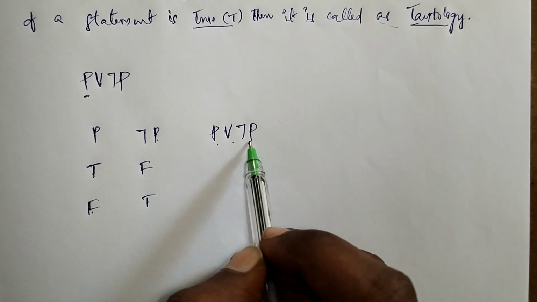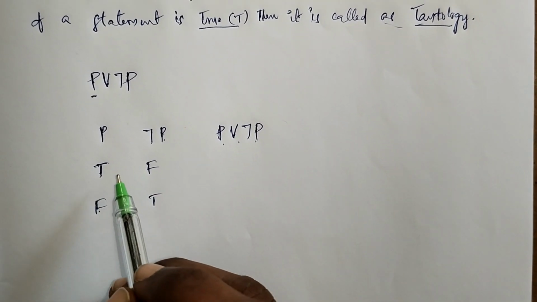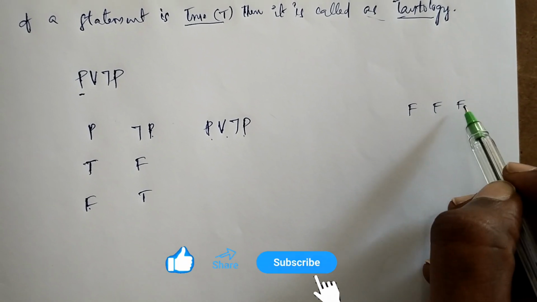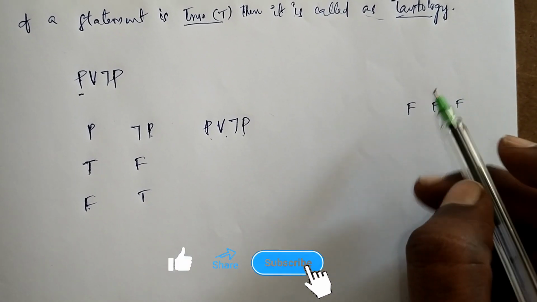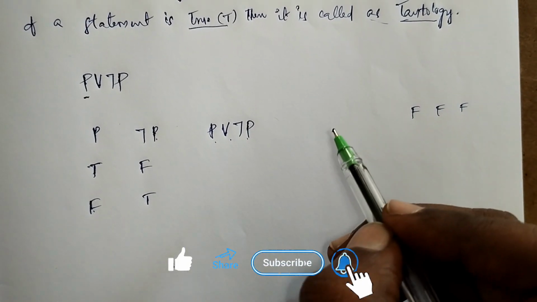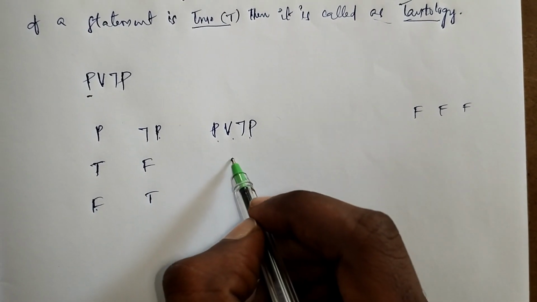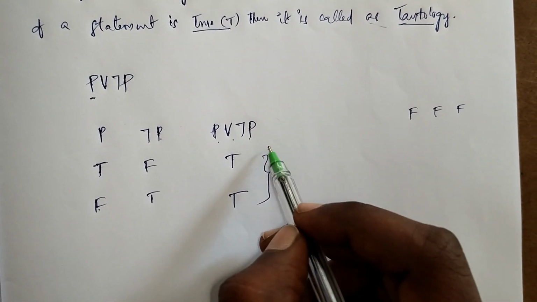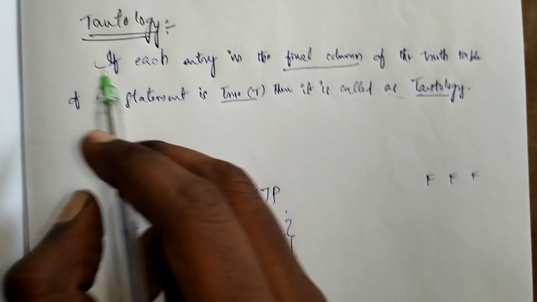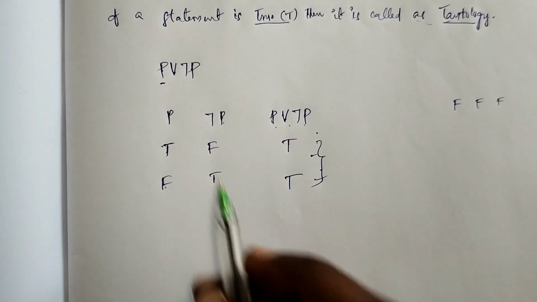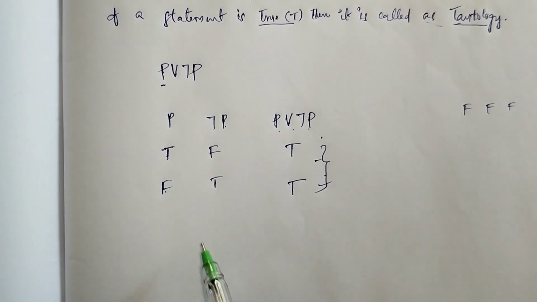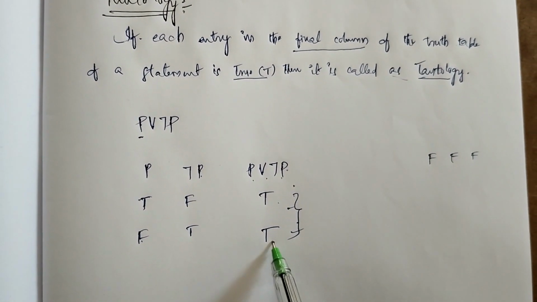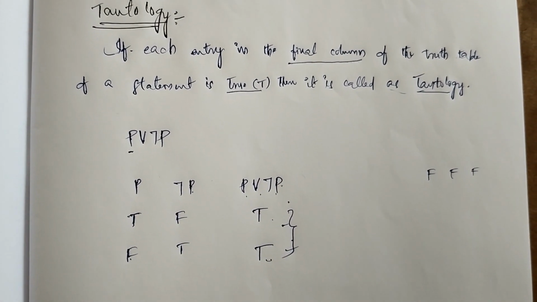P or negation P. That means there is a condition: if false false, it is false, or else if any statement is true, like true false, true true, false true, then the result is true, true, true. So the final column of the truth table is true, then it is called as tautology. So this is the example of tautology. P or negation P, then the final column of the truth table is true, so it is called as tautology.